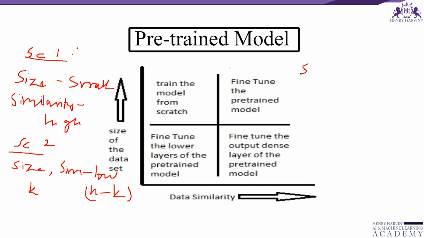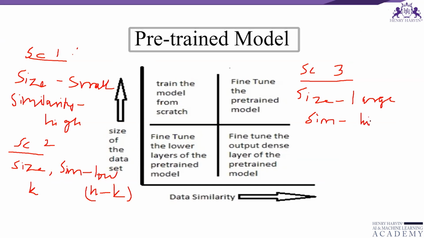Now let me write a third scenario. What would be the third scenario? Yes, size is going to be large and similarity I'm going to take as high. Okay, so in this case, what will happen? This is the ideal situation. Here, the pre-trained model should be more effective, right? So the best way to use the model is to retrain this architecture of the model and the initial weights of the model. So we can retrain the model using the weights as initialized in the pre-trained model, right?